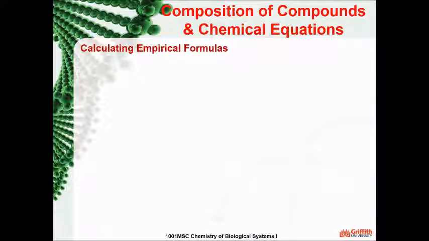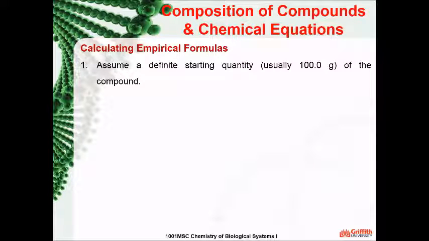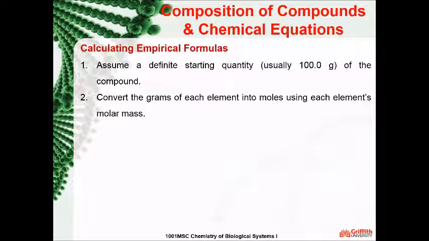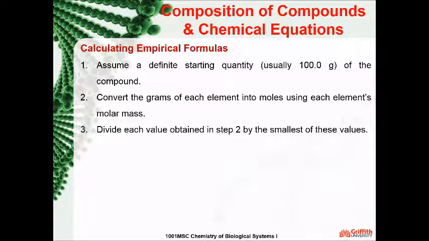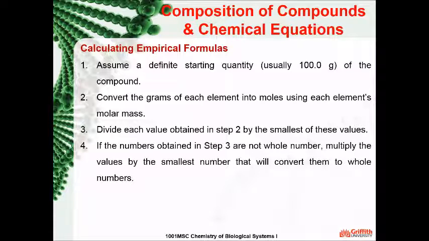To learn how to calculate the empirical formulas, we need to follow 4 steps. 1. We assume a definite starting quantity, usually 100 grams, of the compound. 2. We convert the grams of each element into moles, using each element's molar mass. 3. We divide each value obtained in step 2 by the smallest of these values. And the last step, if the numbers obtained in step 3 are not whole numbers, we multiply the values by the smallest number that will convert them to whole numbers. Those steps can be organized in a table to make the process easier.